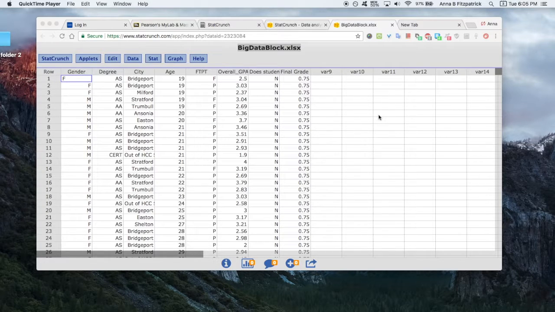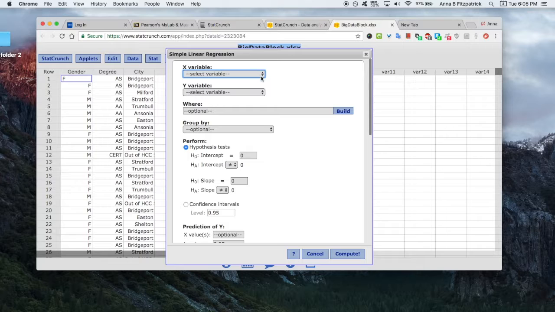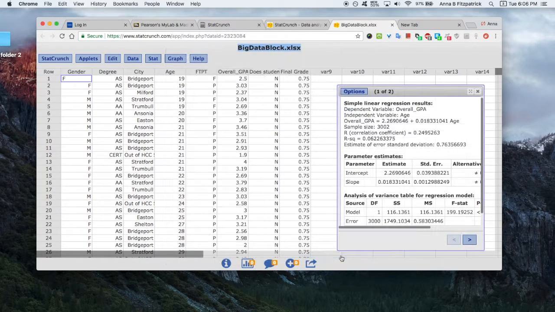For my predictor variable, I've chosen age, which will go on the x-axis, because it's the explanatory or predictor variable. For example, we're going to be trying to see how age will affect the GPA. We start by going into Stat, Regression, Simple Linear. I'm choosing X as age, Y as overall GPA, and then I am computing.